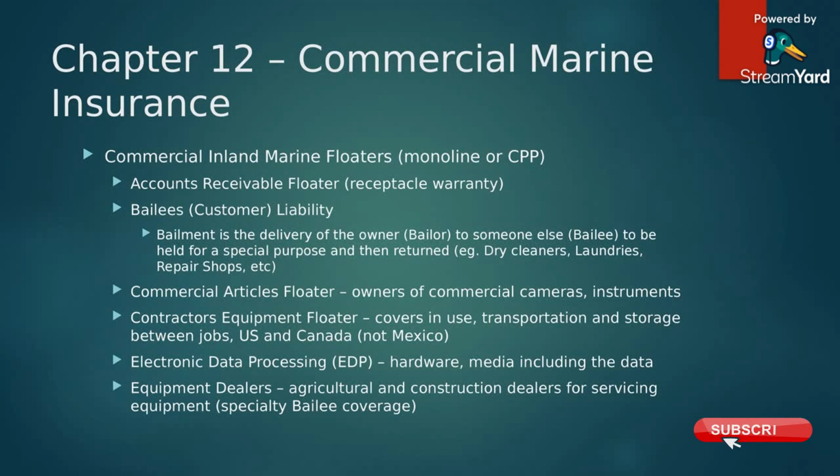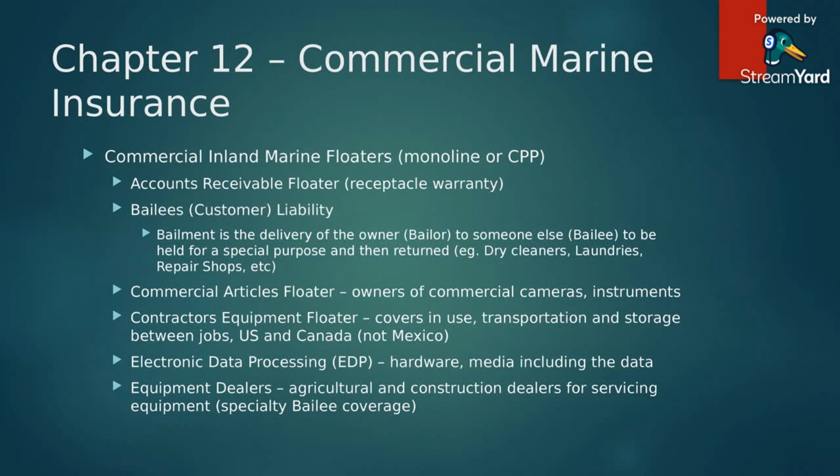Bailment is going to be defined as the delivery of property of the owner, known as a bailor, to somebody else as a bailee, to be held for a special purpose and then returned. So a bailee coverage form is used to cover the losses from the insured perils to the customer's property that is in their care, custody, and control, right? So this is going to be for exposures like dry cleaners, laundries, repair shops, furriers, warehouses, right? All these things are going to have those special bailee or customer liability coverage exposures, and this is where this is going to typically be covered.